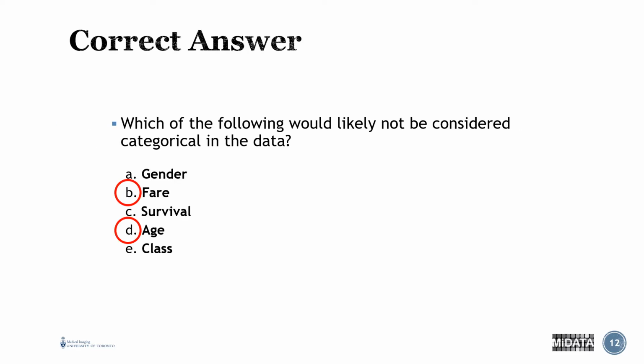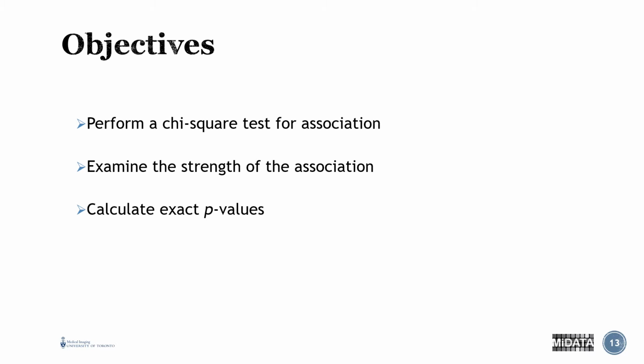So of course, I'm sure you all got the right answer, that fare and age are most probably continuous variables, so not considered categorical. Now, of course, you're thinking, well, we could categorize the data. Certainly we could, but in this case, what was assumed is that fare and age would be continuous. Okay, what are our objectives? We're going to perform a chi-square test for association, which we've seen in previous lectures already, examine the strength of the association, and calculate exact p-values.